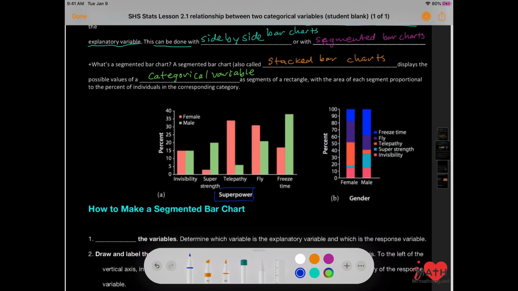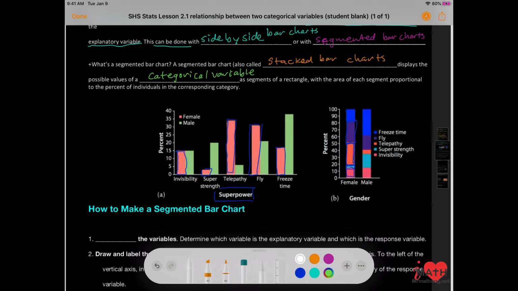But let's see if I can do this. If you take invisibility, this orange one was for females, and invisibility is this one right here. And what we're doing is we're just stacking them. Super strength down here, and then telepathy. Oh, I mixed them up. That's telepathy, this one was invisibility. And then this next one is flying. The colors don't match up there. And freeze time. That one's a little bit hard to see.